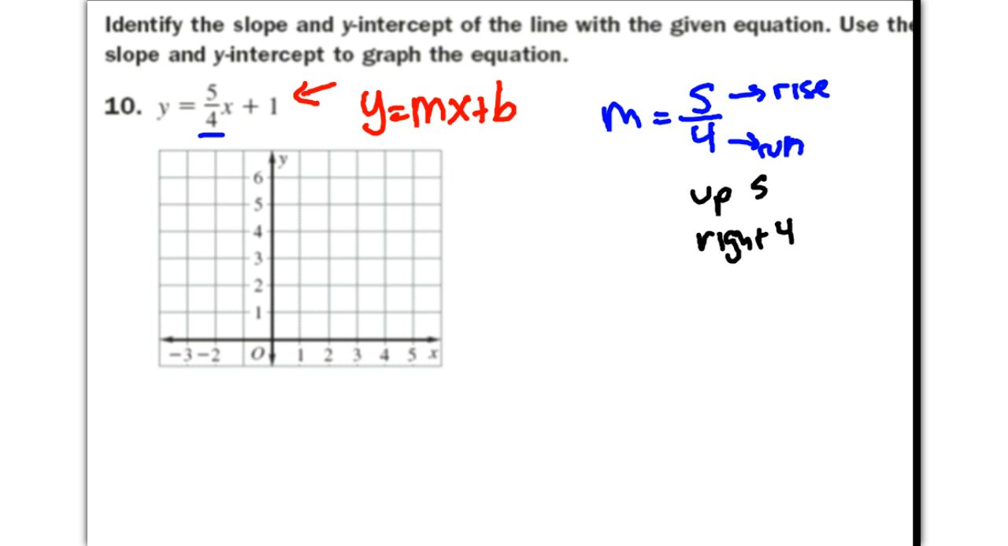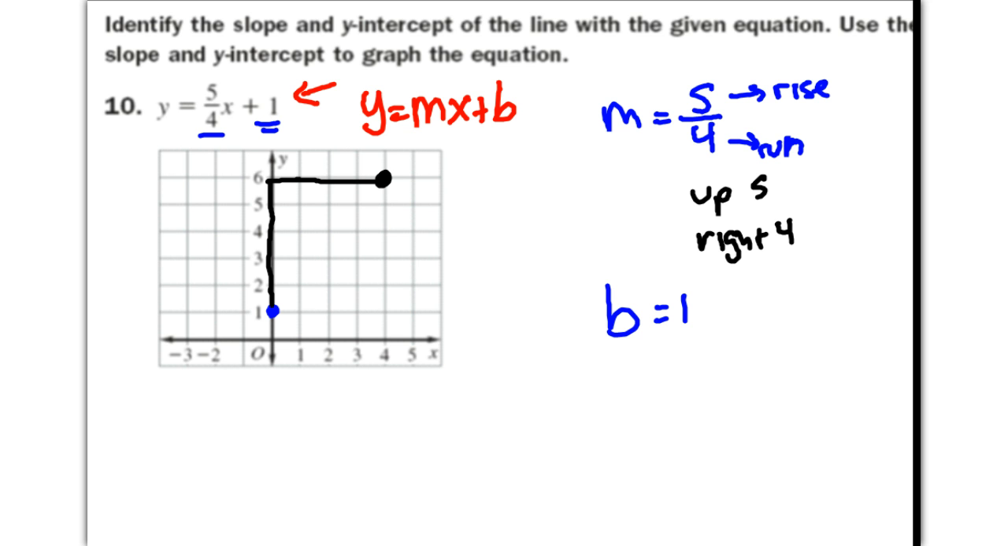And we're going to do the starting point, the y-intercept of positive 1. And that's from that equation right here. So we're going to start at the y-intercept of 1. And we're going to do a slope of up 5 and right 4 from this point. So you're going to count up 5 and then over 4. And that's our second point.